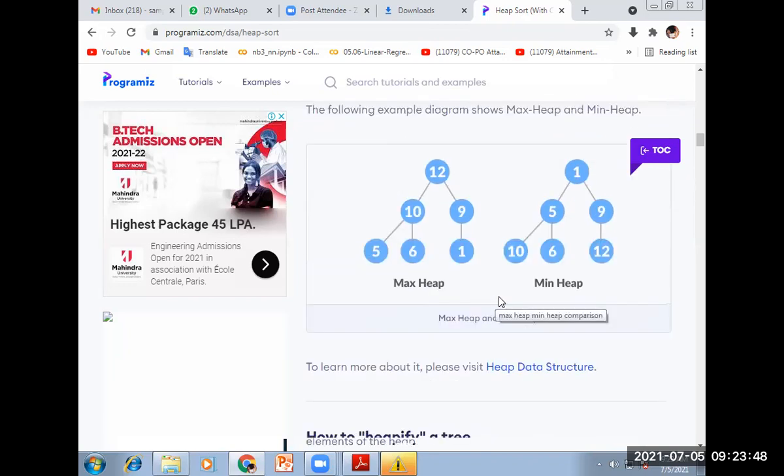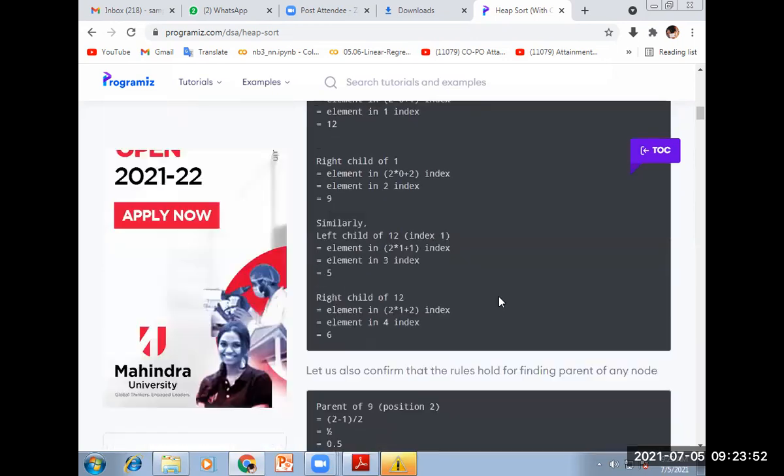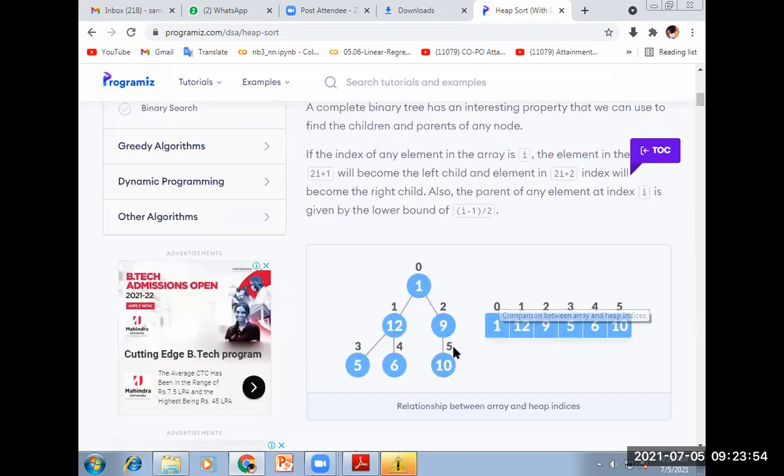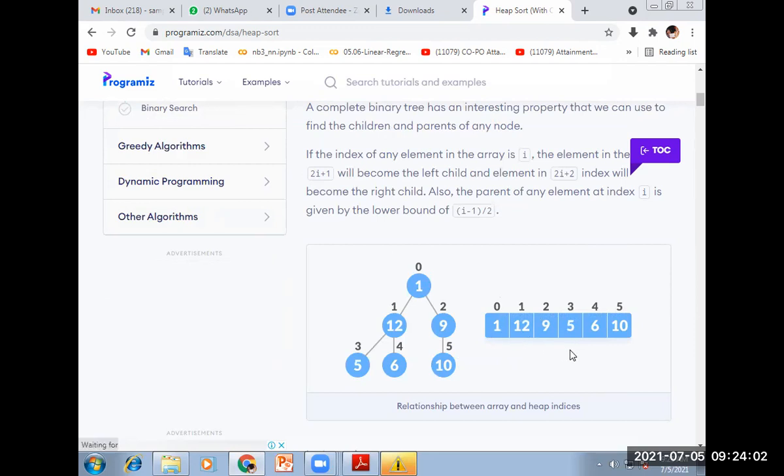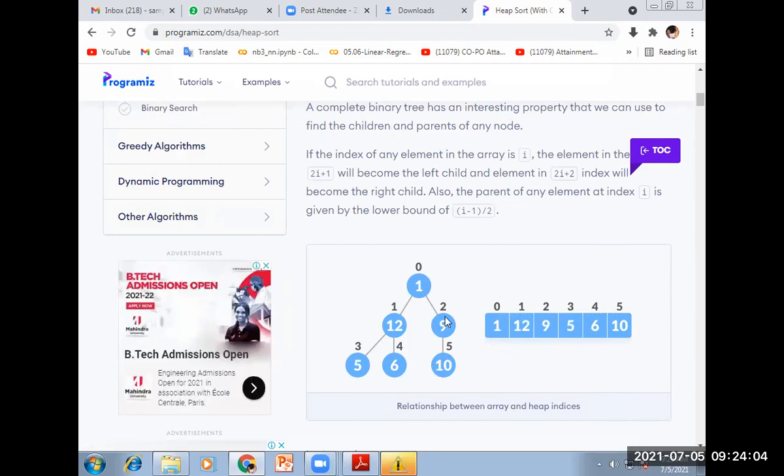So first we have to construct the heap for the given data. See here, I am considering this example. We just construct the binary tree, either min heap or max heap. So I am explaining this example. See here, I am constructing the heap.